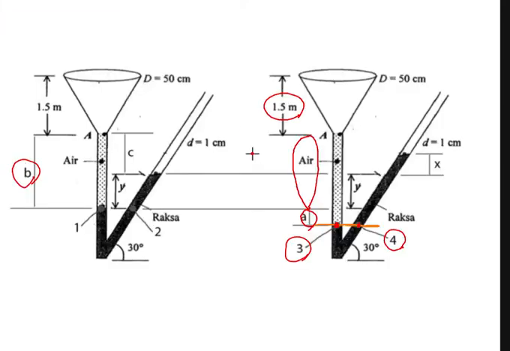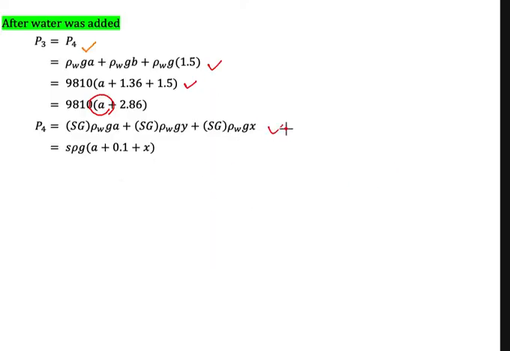Then we could calculate the pressure at point 4 by calculating the height of the mercury of this one, y, and also x. We could write like this and then simplify it as this one. The S here means the specific gravity of the mercury, which is equal to 13.6.